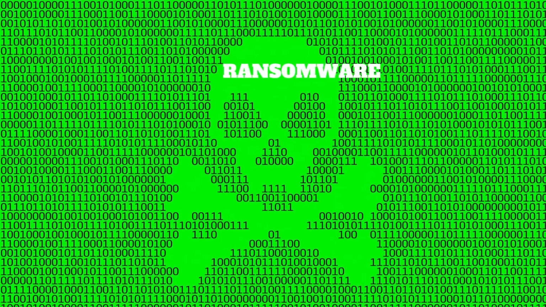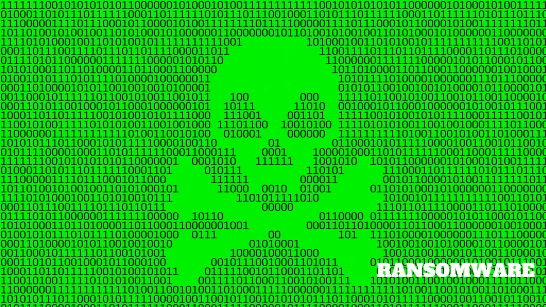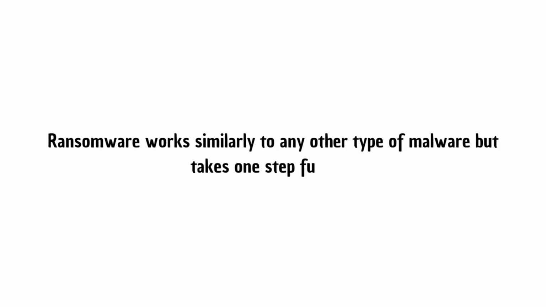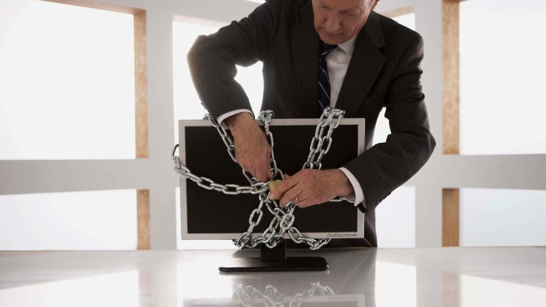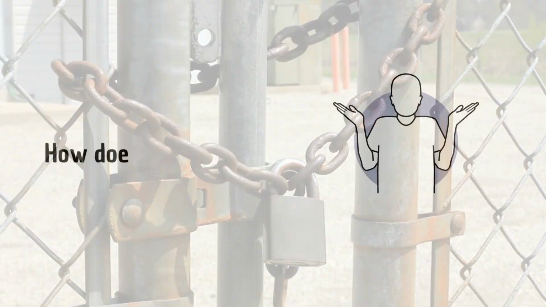Ransomware is malware that encrypts the victim's files and demands payment, usually in a cryptocurrency, in exchange for the decryption key. Ransomware works similarly to any other type of malware but takes one step further. It encrypts all or specific files such as PDFs, documents, photos, spreadsheets, and operating system files. In some cases, it locks all computers and prevents all users from accessing them.